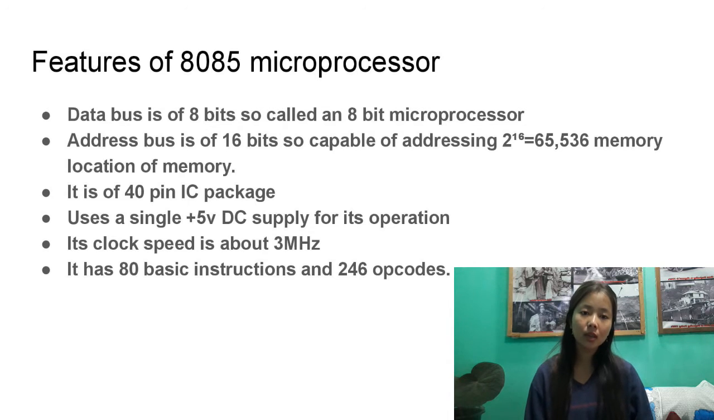This microprocessor is a 40-pin IC package, that means the IC chip that we get has 40 pinouts. It uses a 5 volt DC supply for its operation. Its clock speed is about 3 MHz. The 8085 has 80 basic instructions, and you have 246 opcodes.